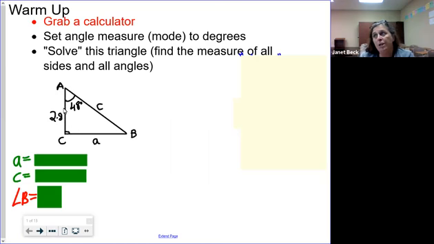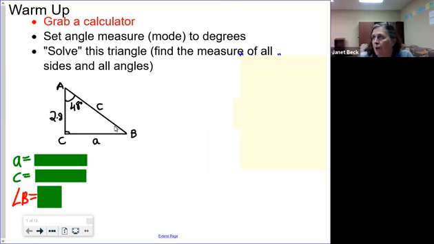Now, because it's a right triangle, there's certain pieces of information that we can use that only apply to right triangles. We could possibly use the Pythagorean Theorem, but we only know one of the sides. So that's not going to help us at all, because to use the Pythagorean Theorem, you'd need to know 2 of the sides to be able to find the third. So that won't work.